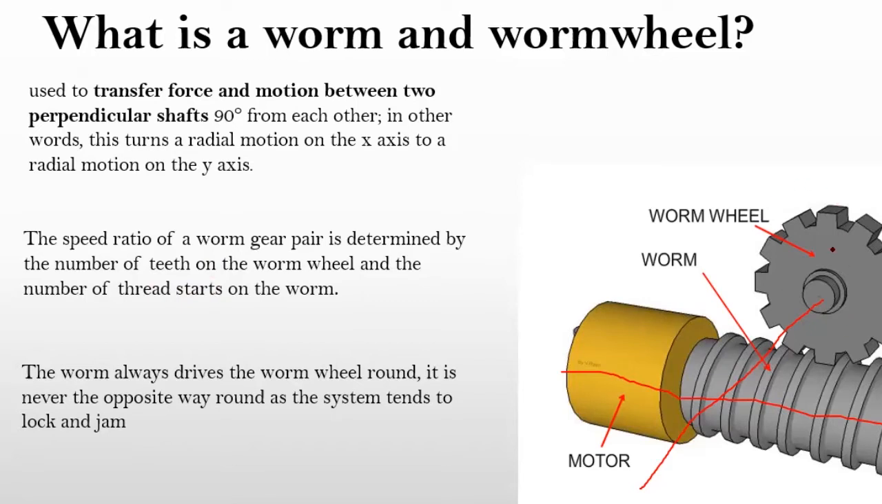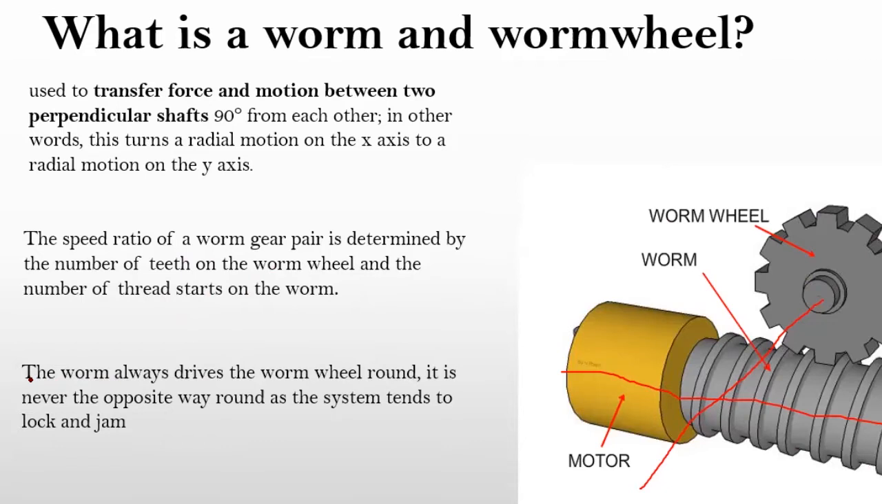Normally for a wheel we say the number of teeth: 1, 2, 3, 4, 5. How many teeth are on this wheel? We calculate the total number of teeth on the worm wheel. But when it comes to the worm, we don't talk about teeth. We introduce the term called starts. I will explain more about the starts in upcoming slides.